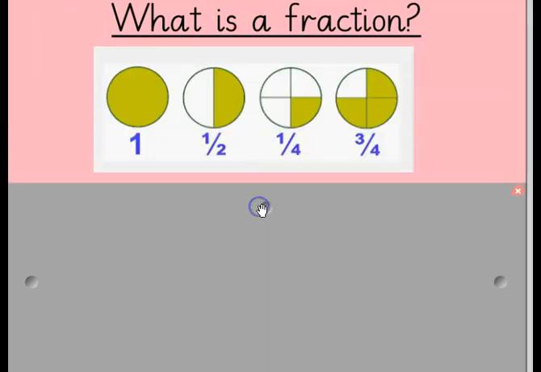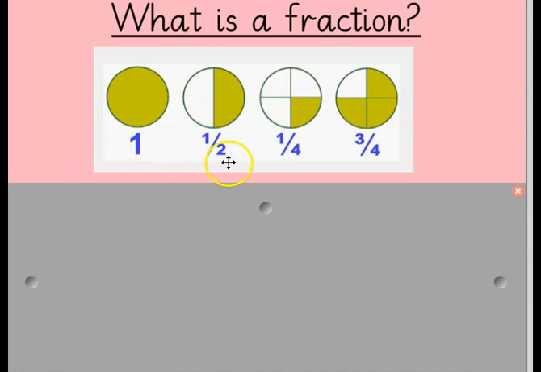So, if you look at this diagram, you can see that here I have one whole circle, and a fraction is an equal part of a whole. So it could be any whole that you like. It could be a whole cake, a whole pizza, a whole piece of string, a whole plank of wood. But the key is that it is divided into equal pieces so that we have fractions.